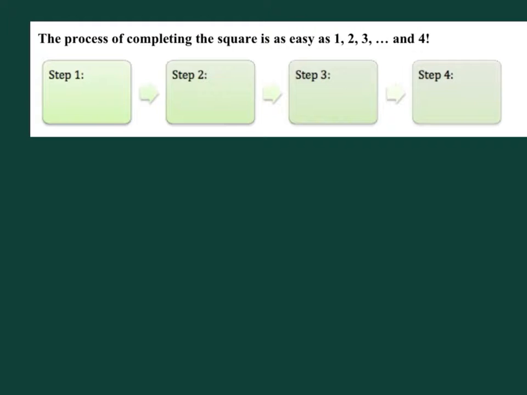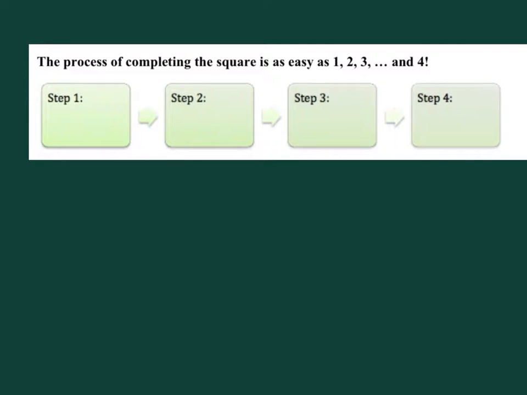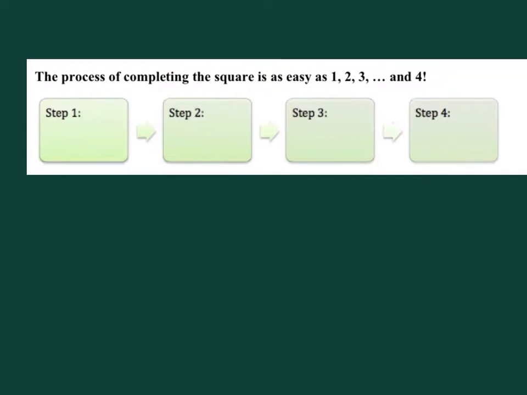Okay, so we've looked at some examples of how to rewrite a given equation as a binomial squared and solve using square roots, and how to figure out what the constant needs to be in order to have a perfect square trinomial. Let's take a look at the entire process of completing the square.